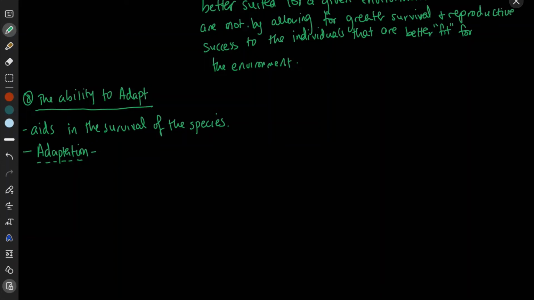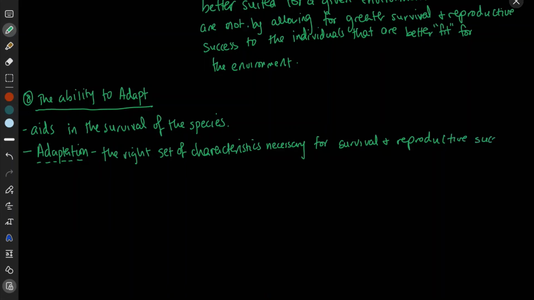Well, an adaptation is just a characteristic that is necessary to be able to survive and reproduce in a given environment, right? So it's the right set of characteristics necessary for survival and reproductive success in a given environment, right? So that's what an adaptation is.